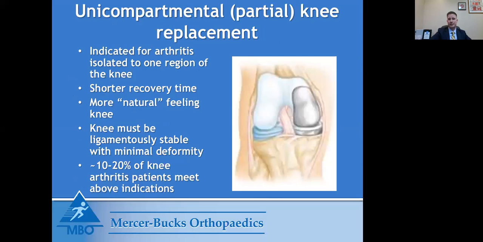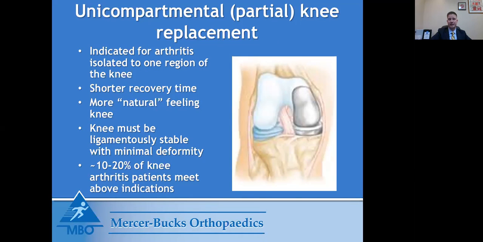Which segues into something called unicompartmental or partial knee replacement. This is indicated for arthritis that's isolated to, as it's in the name, just one region of the knee. It's typically associated with a shorter recovery time compared to total knee replacement, and a little bit more natural feeling to the knee since more of the native knee tissue is preserved. There are some greater limitations, and the indications are a little bit narrower compared to total knee replacement.